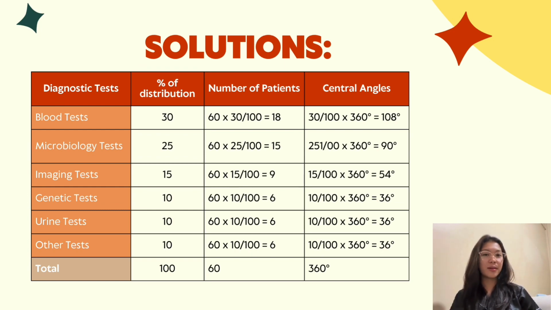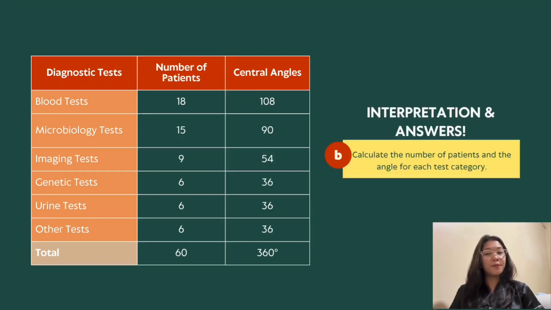The same goes with the urine test and other tests since the three of them have the same percent of distribution. So the table we provided is a comprehensive overview of the different diagnostic tests conducted on patients, highlighting the distribution of percentage, the actual number of patients tested, and the corresponding angles or the central angles representing each test proportion in the database.